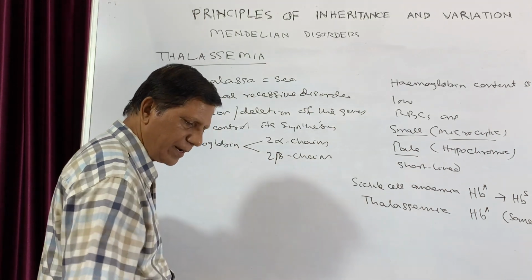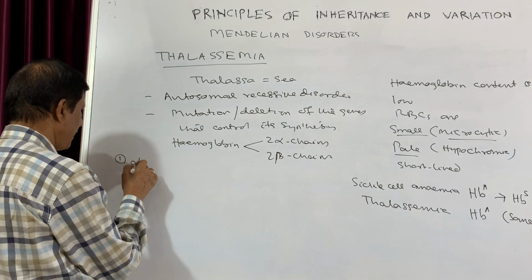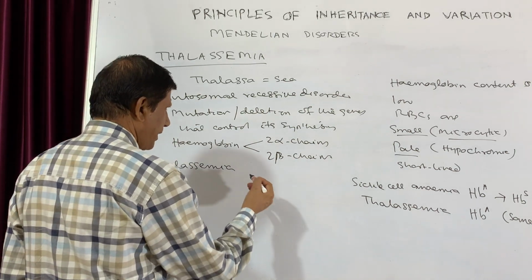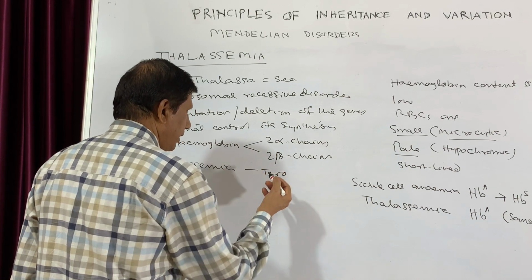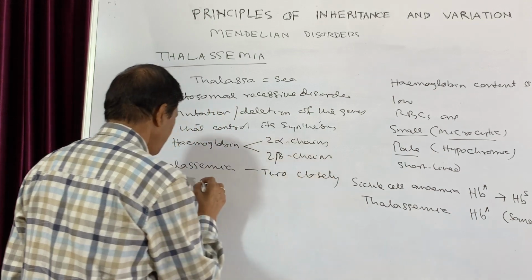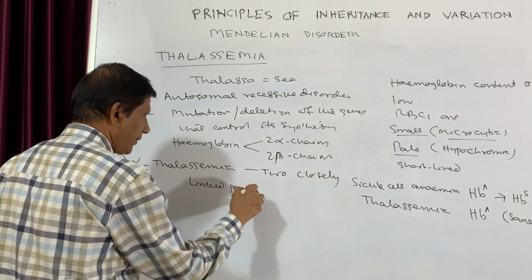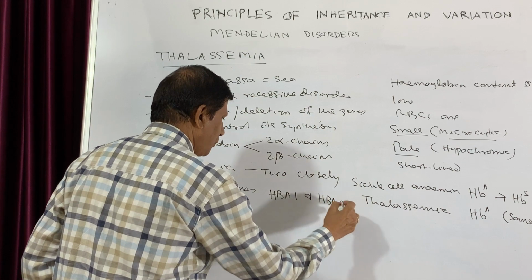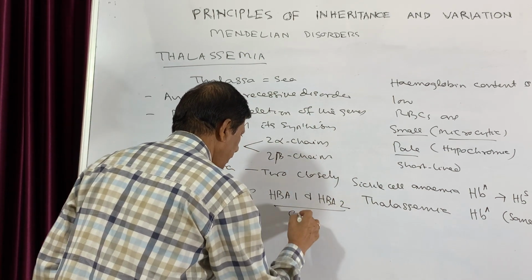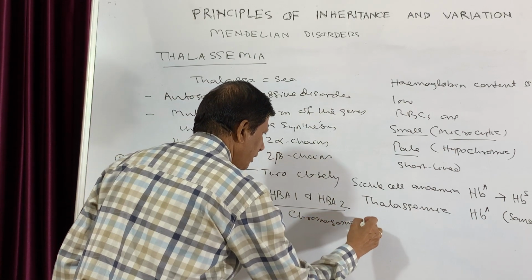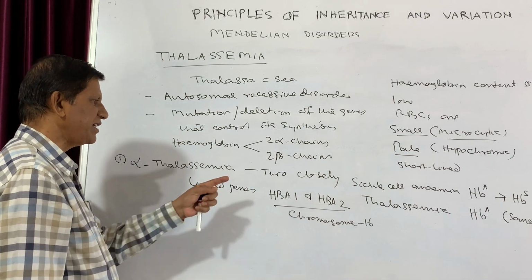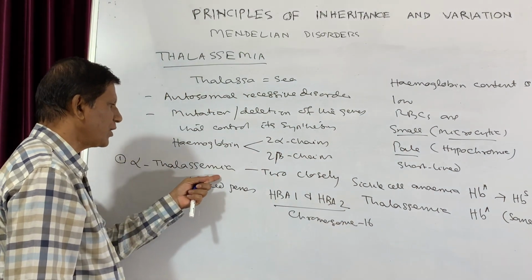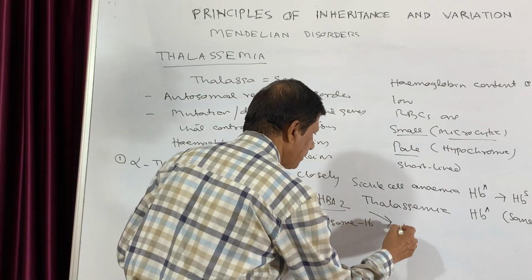Sometimes there is also delta thalassemia. So if we discuss the first one, alpha thalassemia, it is mostly caused by two closely linked genes, that is HBA1 and HBA2, and both of them are present in chromosome number 16. That means when there is a defect in these two linked genes present in chromosome 16, then alpha thalassemia is caused, because these genes are responsible for synthesis of alpha chains.